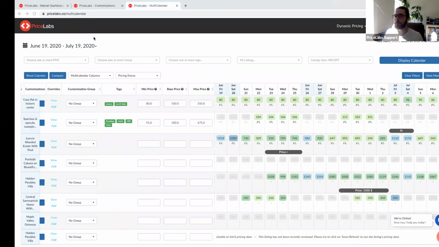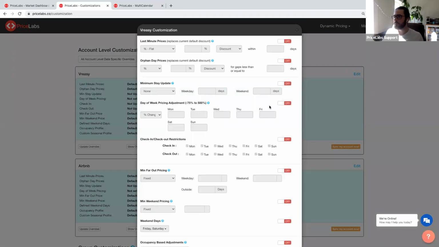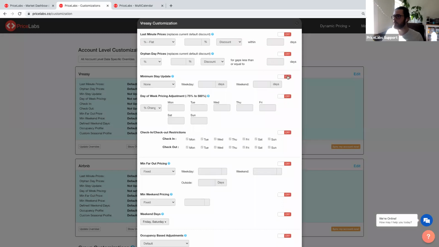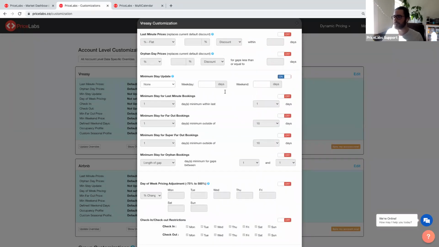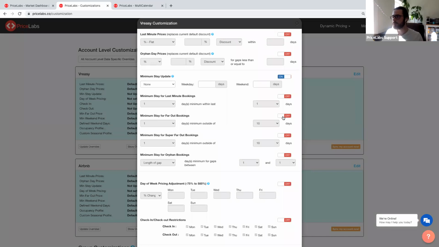And to set minimum stays, I know that's a question that came up a few times. To do it on the group and account level, simply head to this customizations page. If you click edit up here, you'll be able to set your minimum stay updates, and that'll open up these cascading settings here. But generally, as people start booking further and further out, it can be a good idea to set higher minimum stays in your cascading settings for those far out dates. So now we're seeing people, let's say 30 days out, booking their summer vacations.